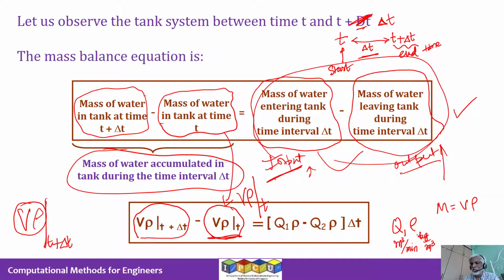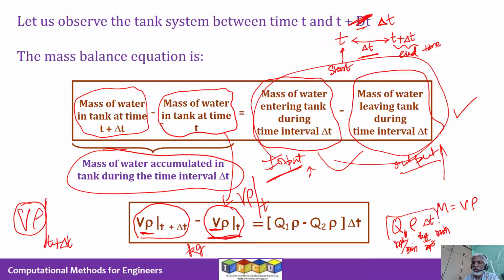So if you multiply the two, Q1 times rho, we will get kgs per minute. That's the mass flow rate. The left-hand side has the units of kilograms because volume times density is kilograms, the mass. So the right-hand side, if you just multiply Q1 multiplied by rho, that gives you the mass flow rate of the inlet stream. If you multiply that by delta T, which has got the units of time, which is minutes in this example, so minute and minute will cancel, meter cube and meter cube will cancel, you will get kilograms.